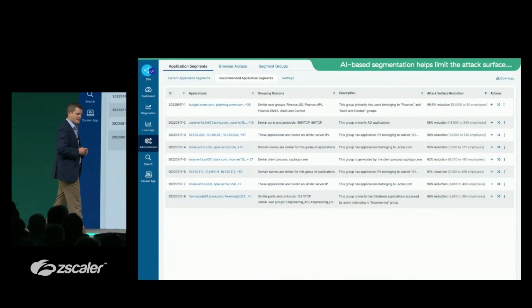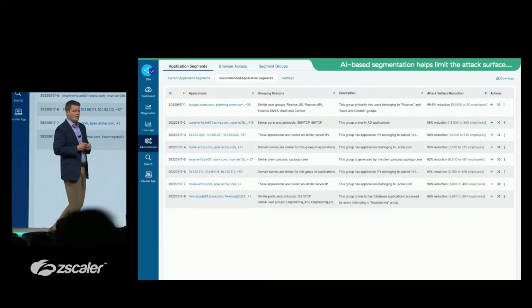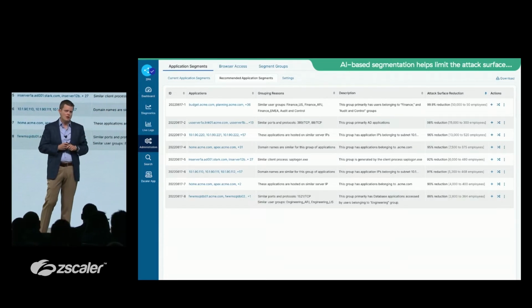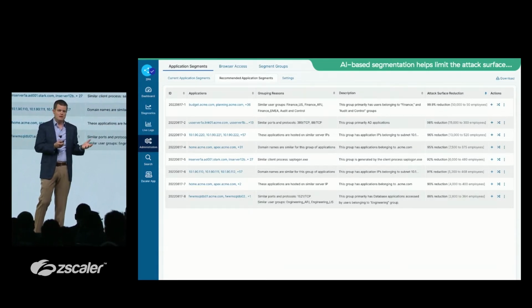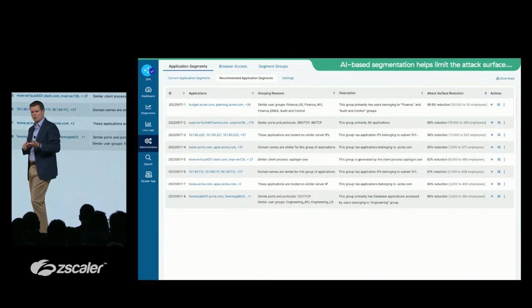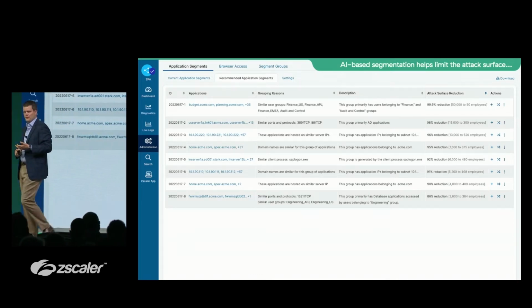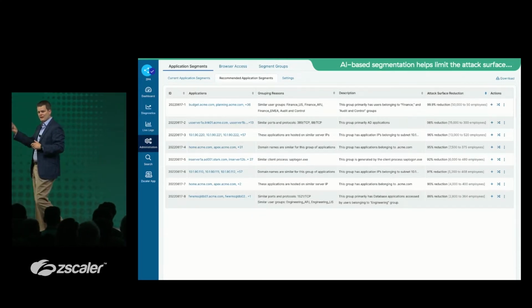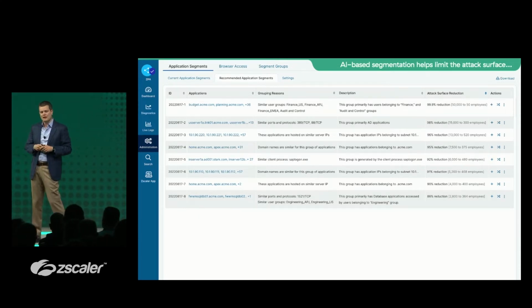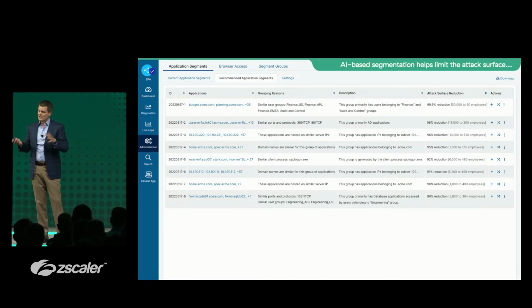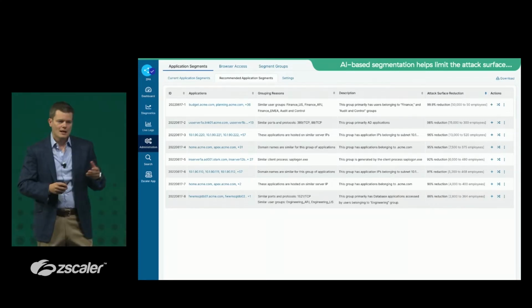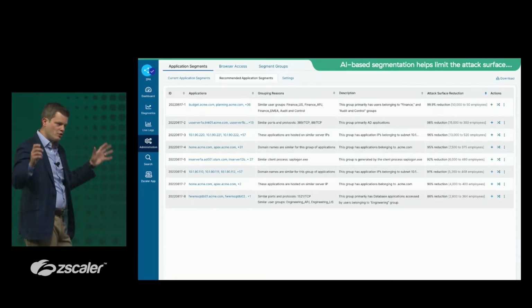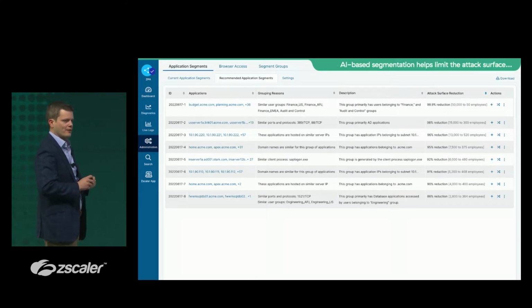With our AI-based segmentation engine, we're taking context from your authentication repositories to understand business context. Who is the user? What department do they work in? We're using visibility from the client to bring in things like client process using Client Connector. And then lastly, we're using the access policies out of ZPA to help understand the application. Now, at the end of the day, this is to help reduce and shrink that attack surface.